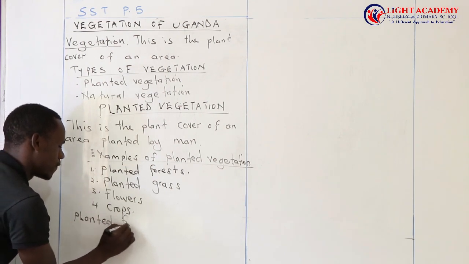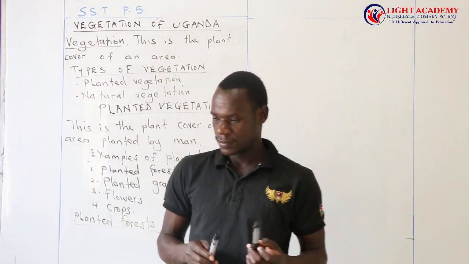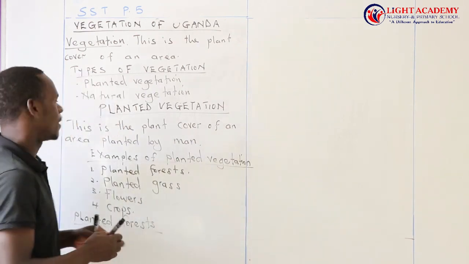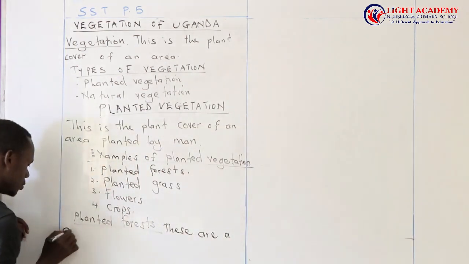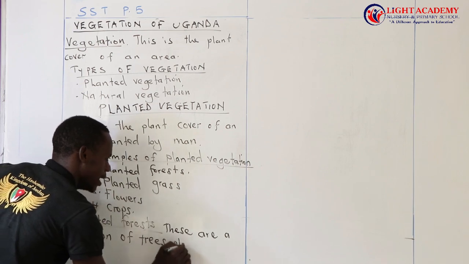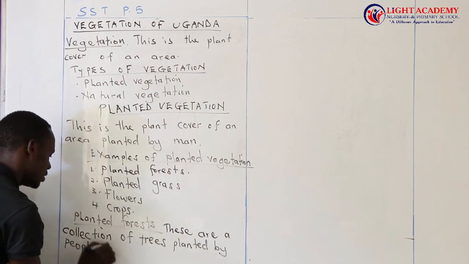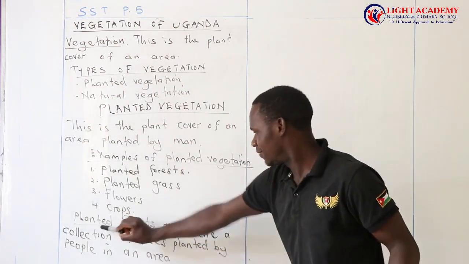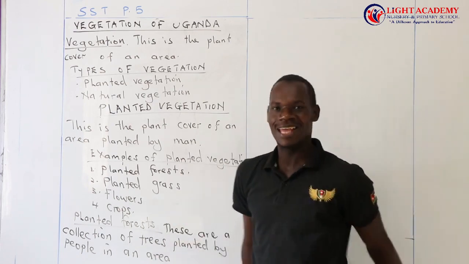Planted forests. How do we define planted forests? Planted forests, these are a collection of trees planted by people in an area. My dear learners, planted forests, these are a collection of trees planted by people in an area.